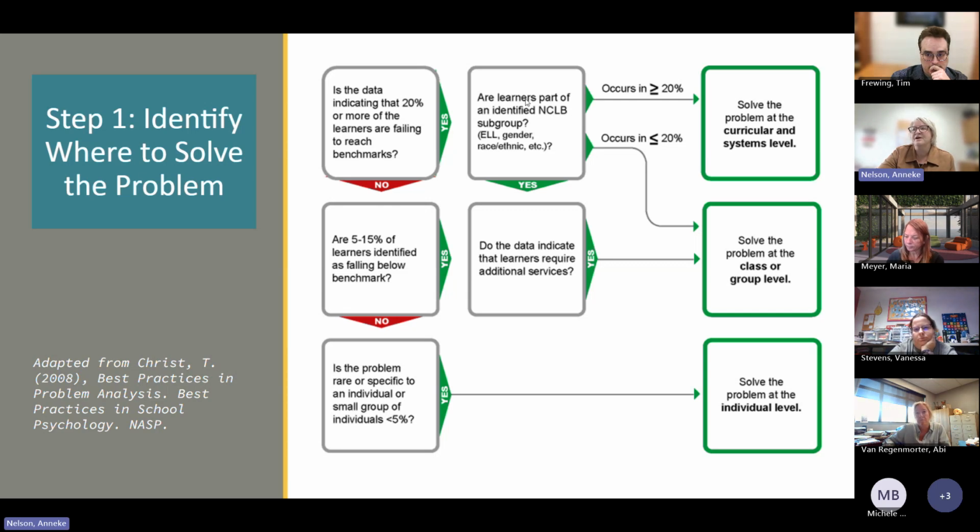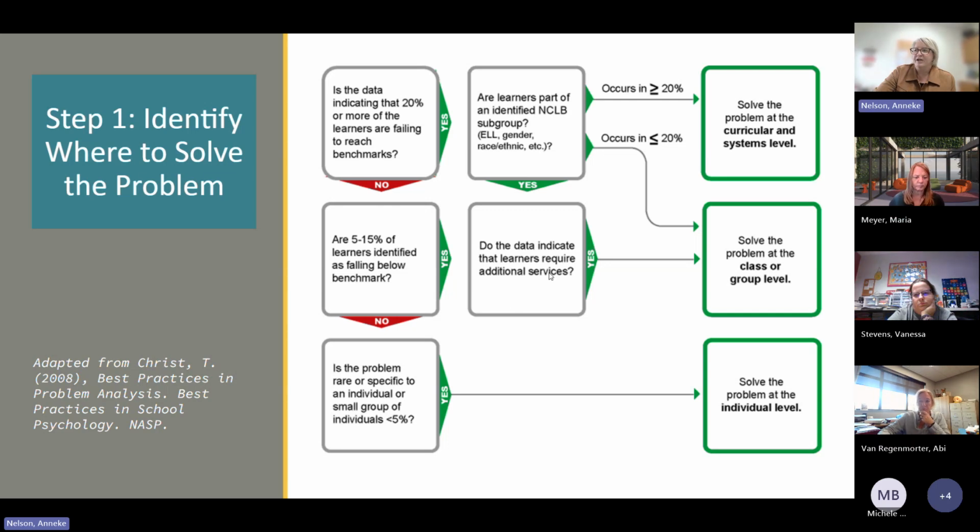If most of those learners who are not meeting benchmarks are part of a group, then we would want to solve that at the group or class level. That really would be more of a tier 2 intervention. If this is not occurring, then we are going to solve the problem at the curricular and systems level, and that is our tier 1 intervention.